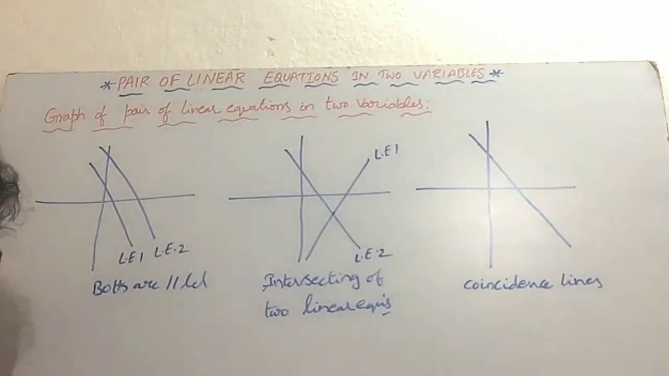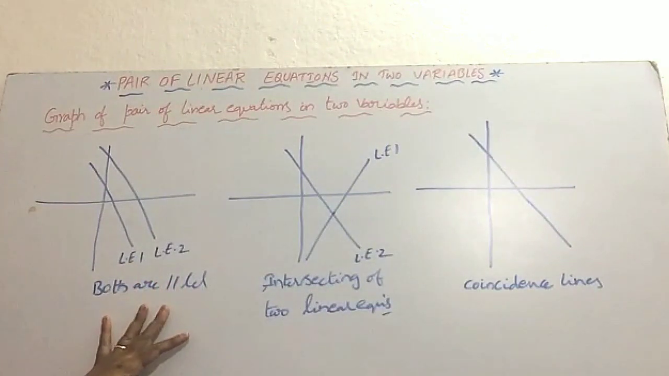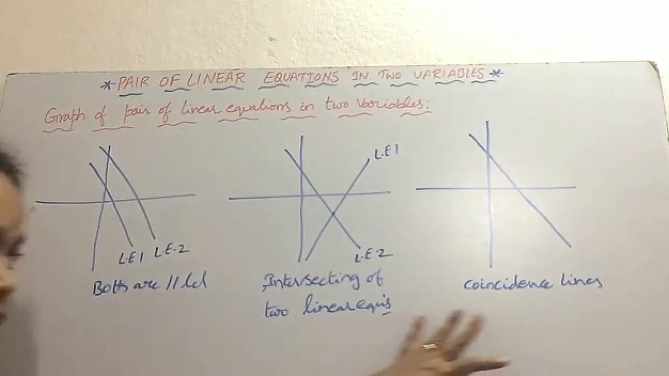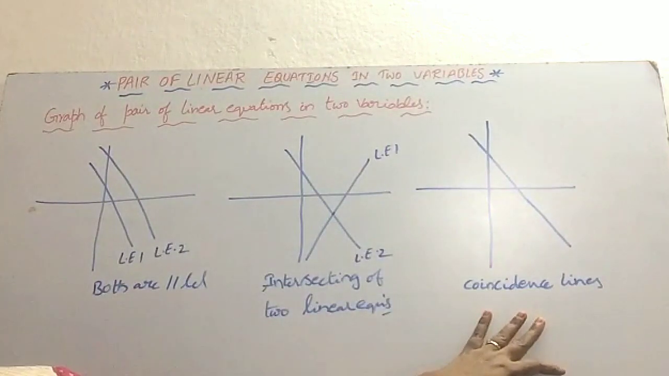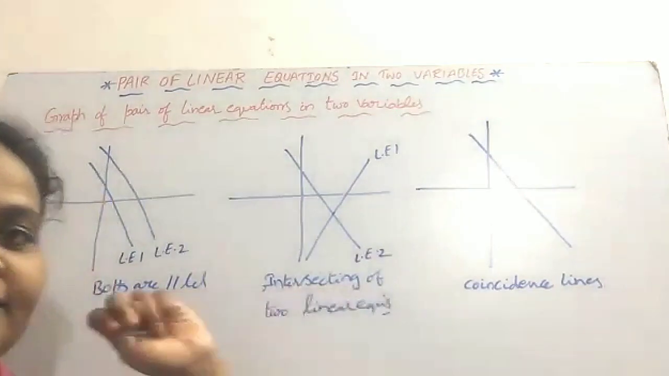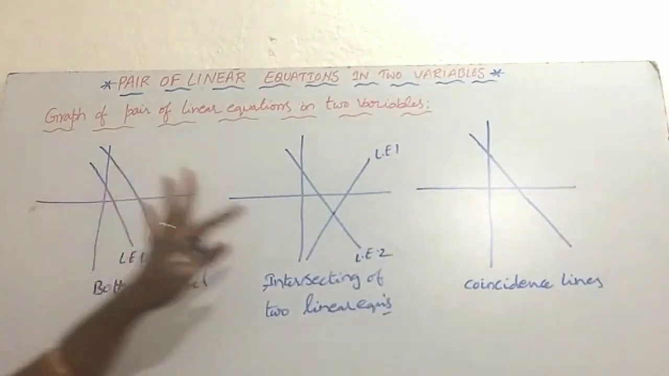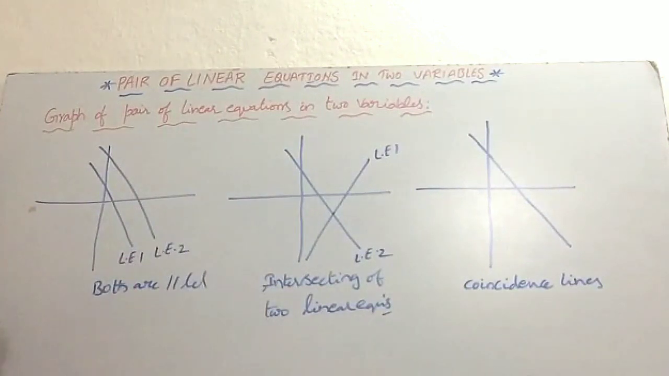So in a pair of linear equations we have three types. The first one is that both linear equations are parallel, the second is that both linear equations intersect each other, and the third one is coinciding lines. So now first we will discuss intersecting of two linear equations.